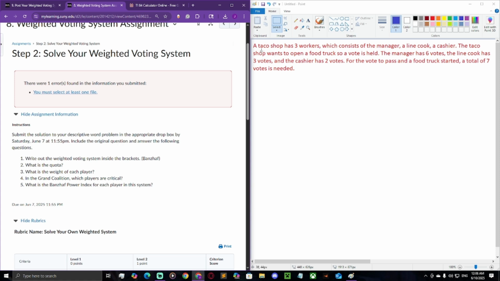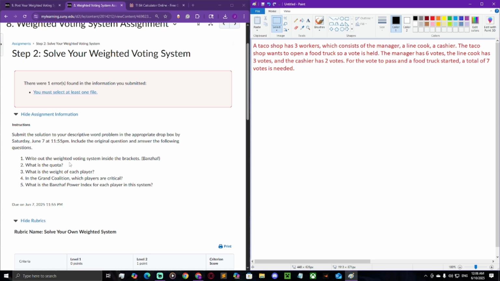Our weighted voting system, or descriptive word problem, is: a taco shop has 3 workers, which consists of the manager, a line cook, and a cashier. Don't mind the typo. The taco shop wants to open a food truck, so a vote is held. The manager has 6 votes, the line cook has 3 votes, and the cashier has 2 votes. For a vote to pass and a food truck to be started, a total of 7 votes is needed.